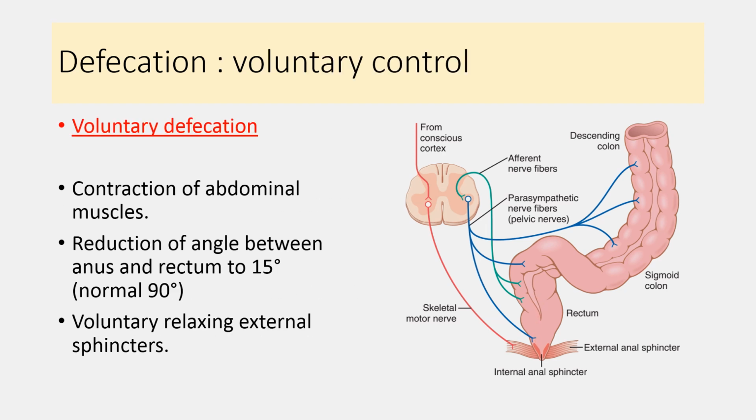Voluntary control of defecation. Defecation can also be initiated by a voluntary act, by contraction of the abdominal muscles, which lowers the pelvic floor by 1 to 3 centimeters and reduces the angle between the anus and rectum to 15 degrees. The normal angle is 90 degrees, but the lowering of the pelvic floor reduces the angle to 15 degrees, and by voluntary relaxation of the external anal sphincter, voiding of feces can be done.